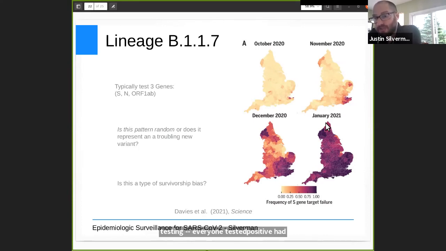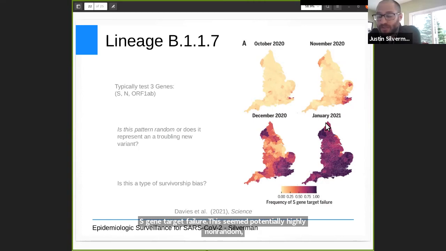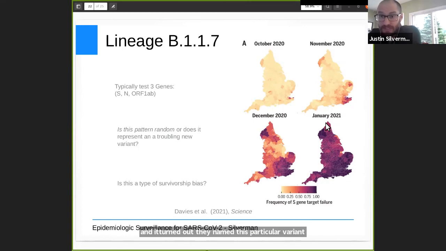This seemed potentially highly non-random, and it turned out they named this particular variant the B117 variant. I ended up getting brought on because they wanted some statistical work to say, is this random? Is it not? And to try to make sense of all of this data. We concluded that it really wasn't random, that this probably did confer a selective advantage, which has been borne out in studies subsequently.